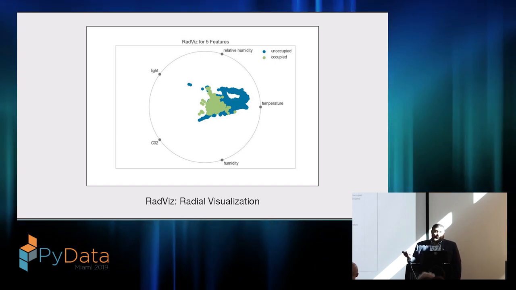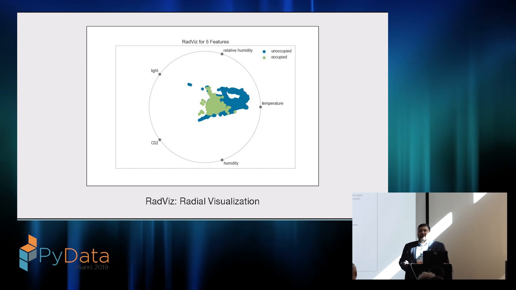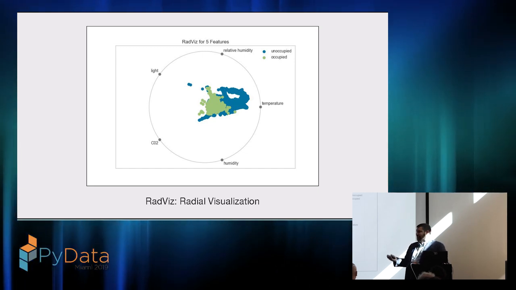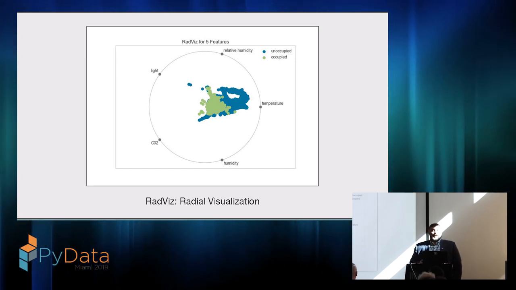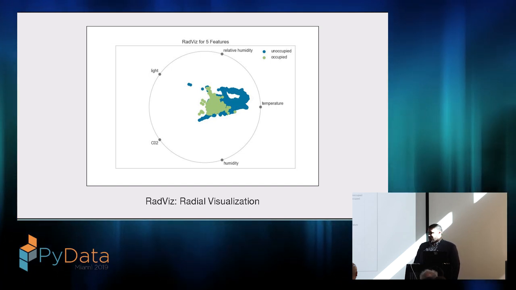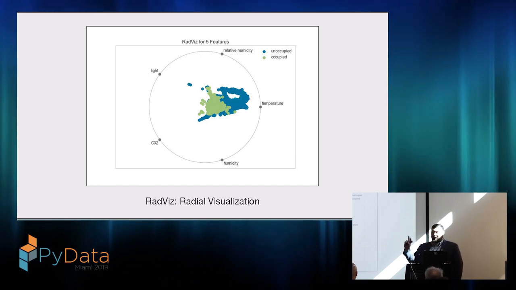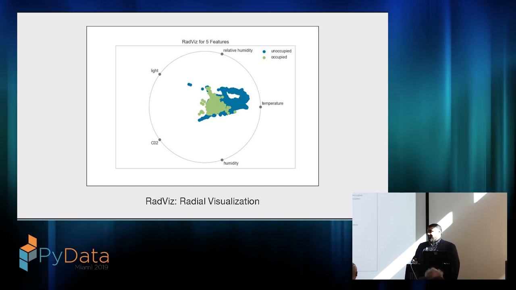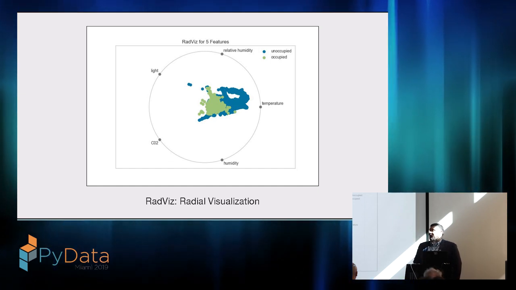And with a circle, technically, you can fit an infinite number of features around the circle, but you do get into some issues. If two features with approximately the same magnitude are on opposite sides of the circle, then the point won't move, right? It'll just be stuck in the middle.